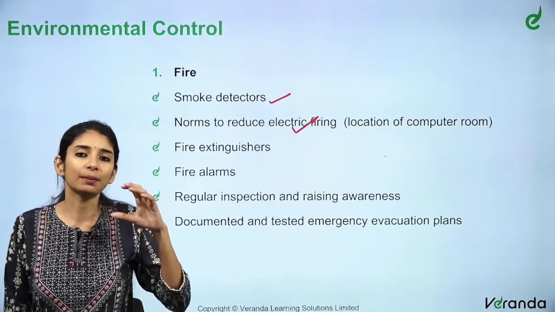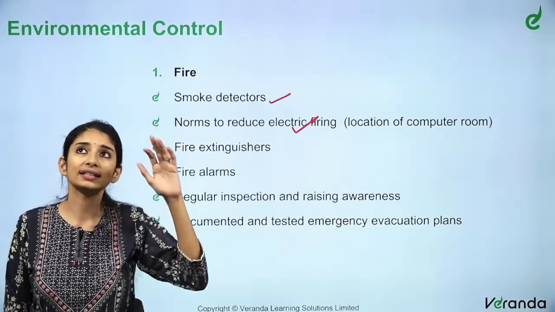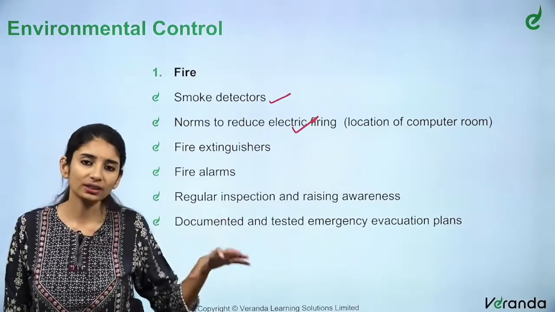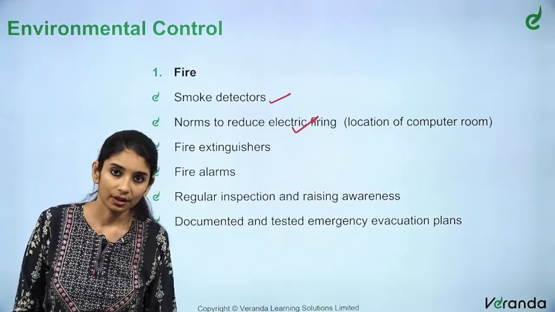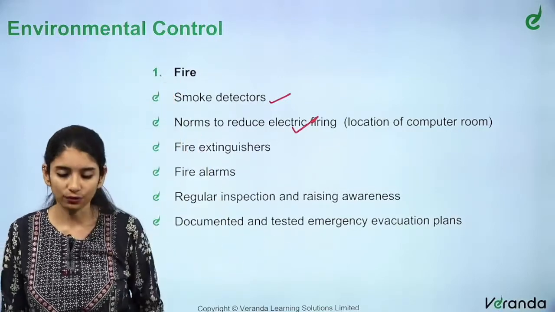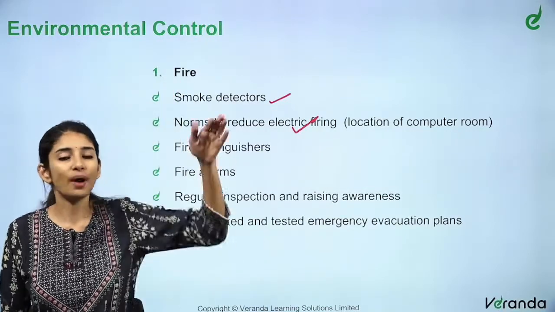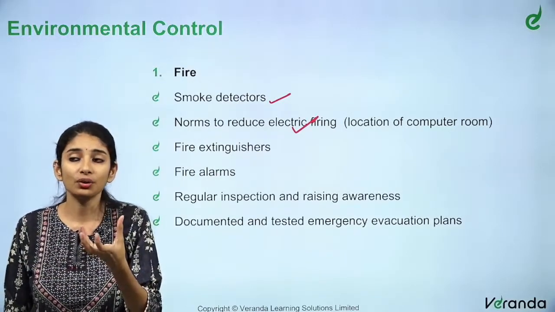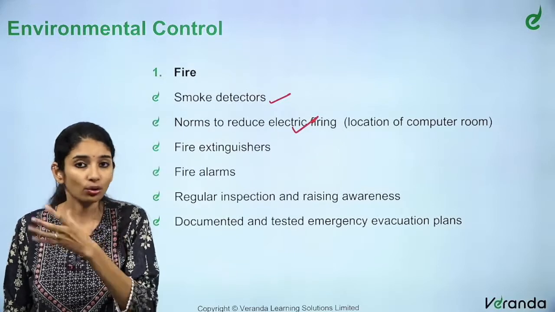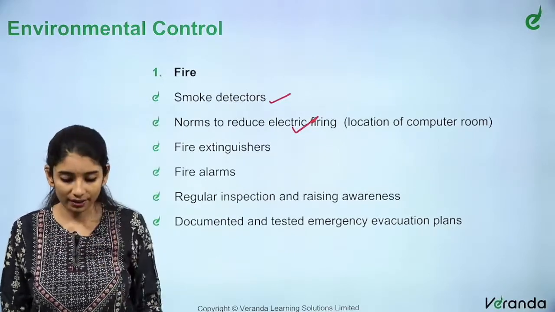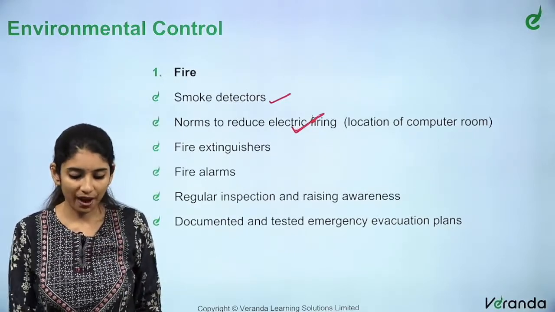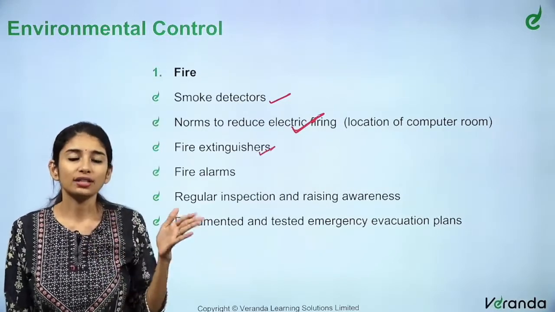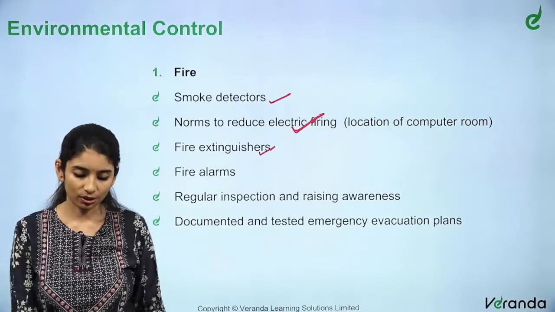By locating my computer room in such a place that it is safe from the fire. For example, I can't locate it on the ground floor or in the basement; I have to locate it somewhere on a higher floor. And in the computer room, I need fireproof ceiling, fireproof walls, and less or no material that can conduct or attract fire. Fire extinguishers at strategic locations.